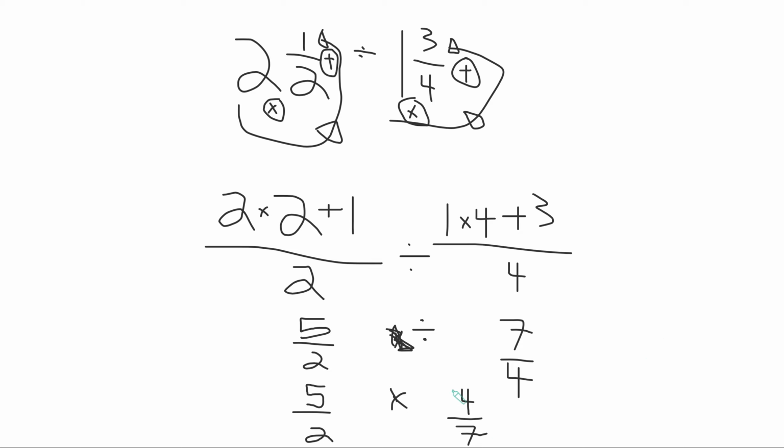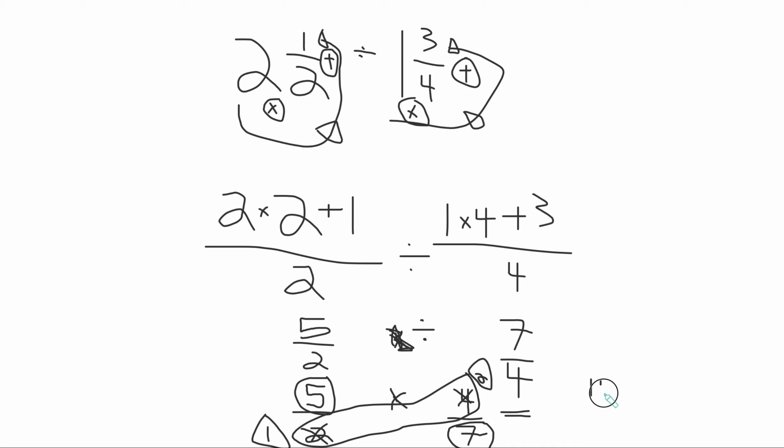So you might want to cross cancel as well. So 2 and 4 work for cross canceling here. So 2 goes into both 2 and 4 evenly. So you've got 1 out here, and 4 divided by 2 is 2. Got 2 out there, and then our original 5 and 7 stay the same here. And now you've got 5 times 2 is 10, and 1 times 7 is 7.